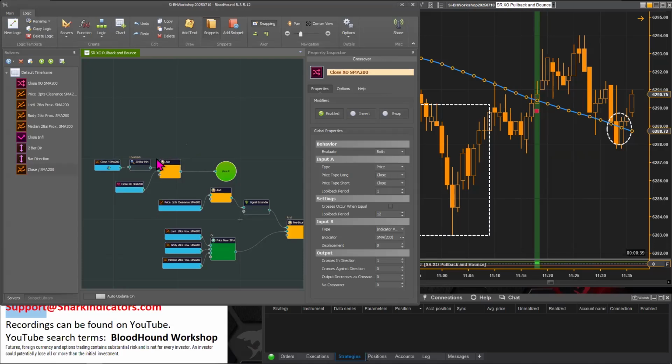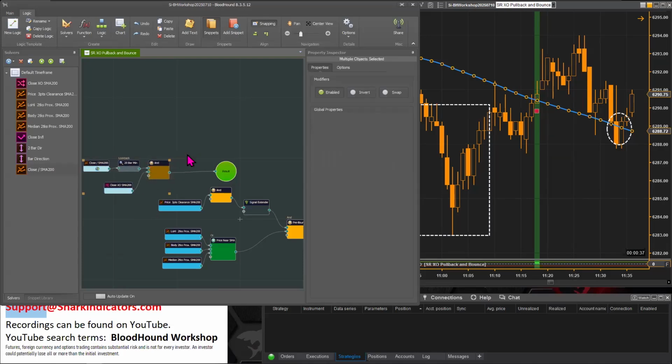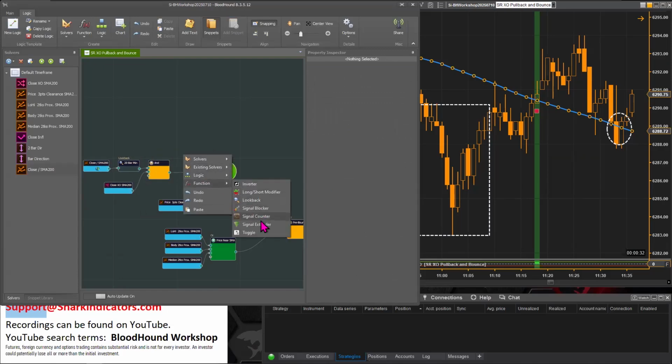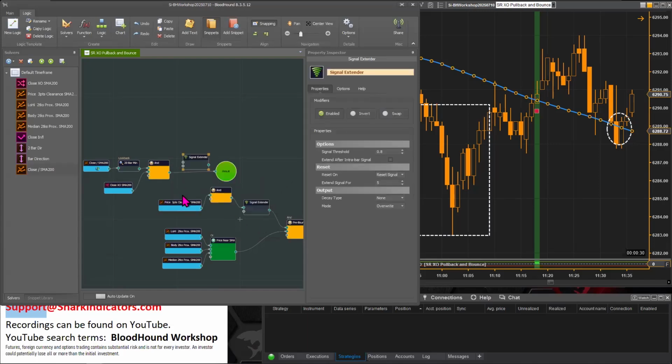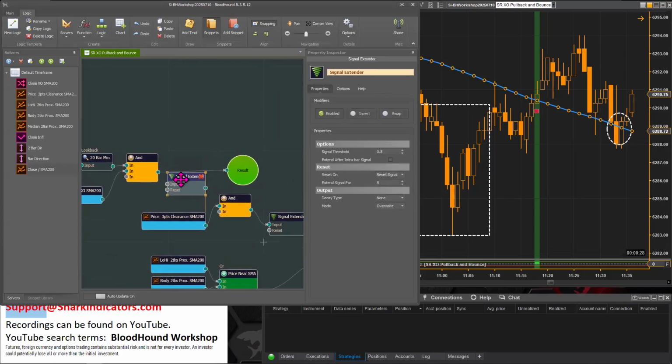So now we need to add another signal extender. There we go. We can just connect that in, connect our signal extender in, and set it to 12.